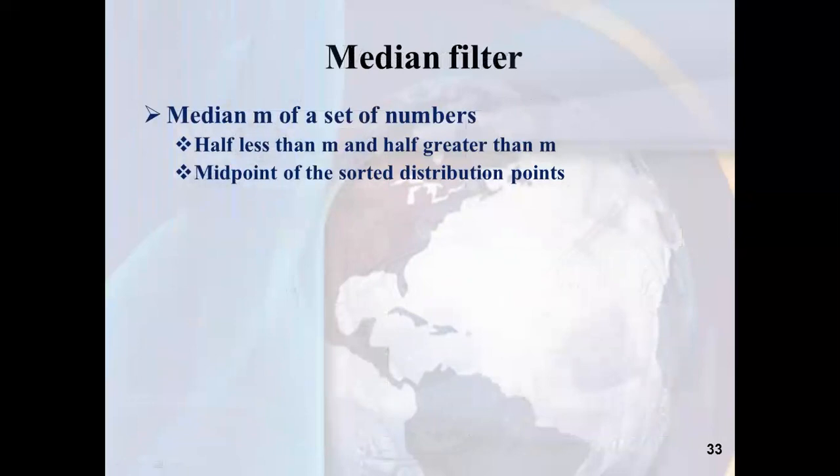Median filter. The median m of a set of numbers: we take these numbers, order them from minimum to maximum, and take the centered one. So it's like the midpoint of the sorted distribution.